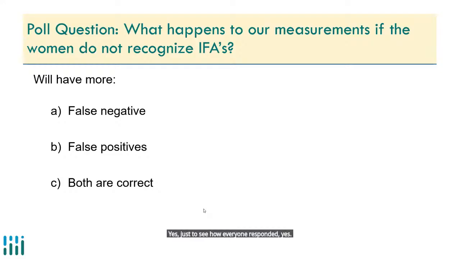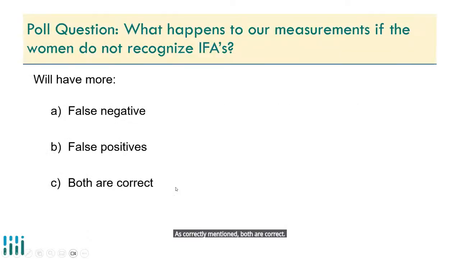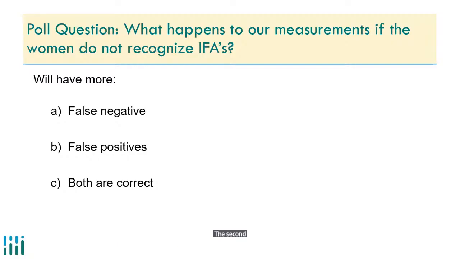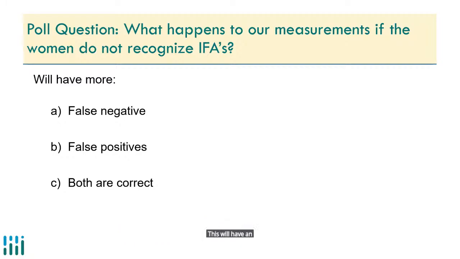Yes. So this is really nice. As correctly mentioned, both are correct. We may have false negatives: women may have received or consumed the IFAs, but report no because they did not recognize it as such. The second one is we may also have false positives: she may report taking IFAs when it was actually a different supplement she was taking. So this will have an implication in our measurements.